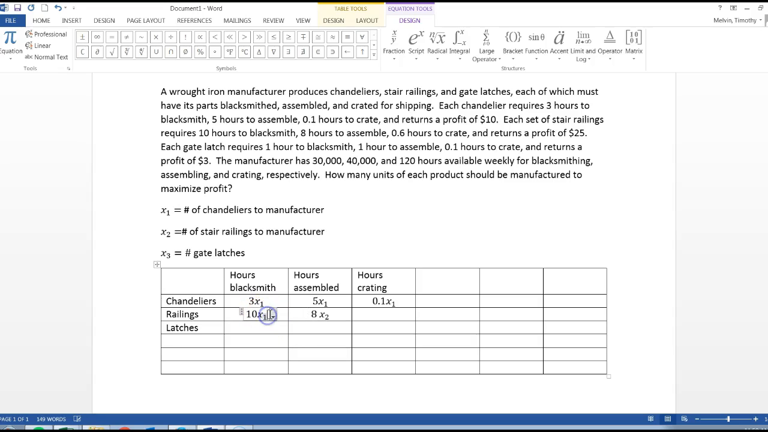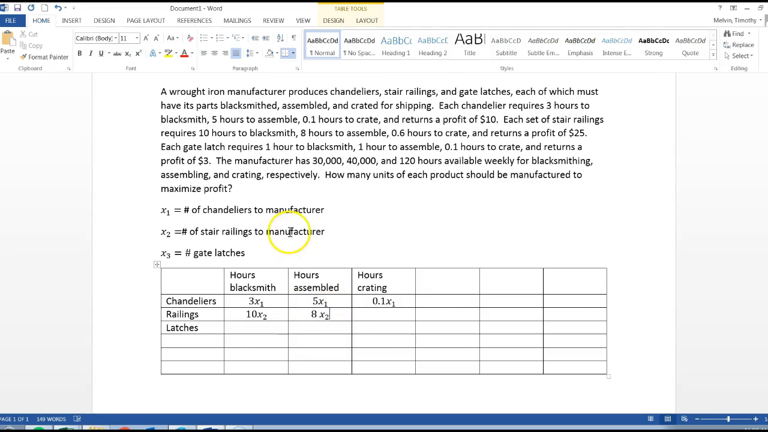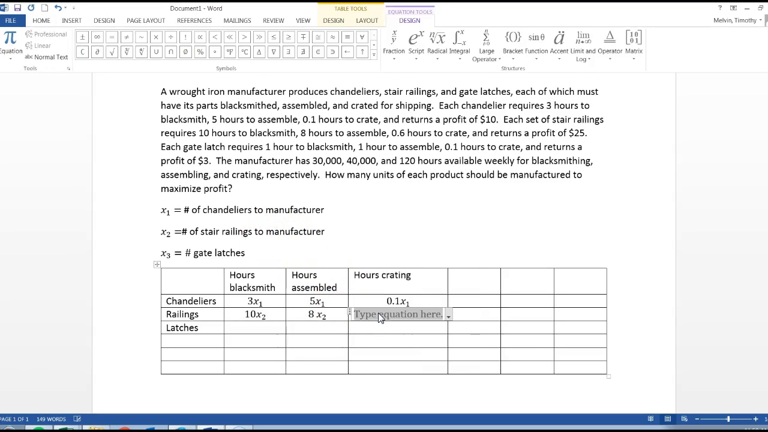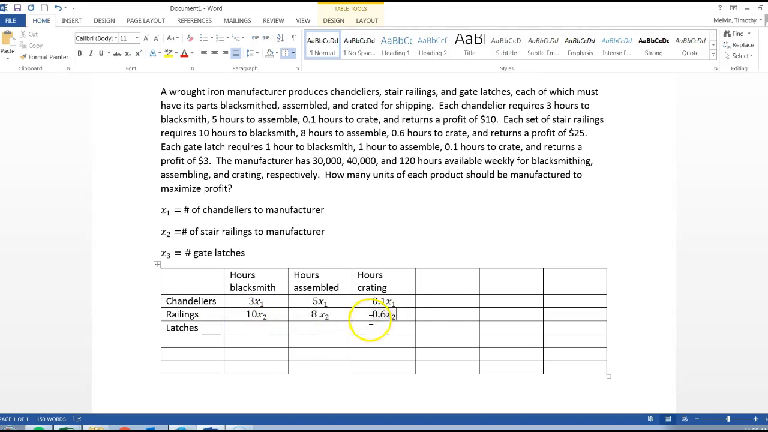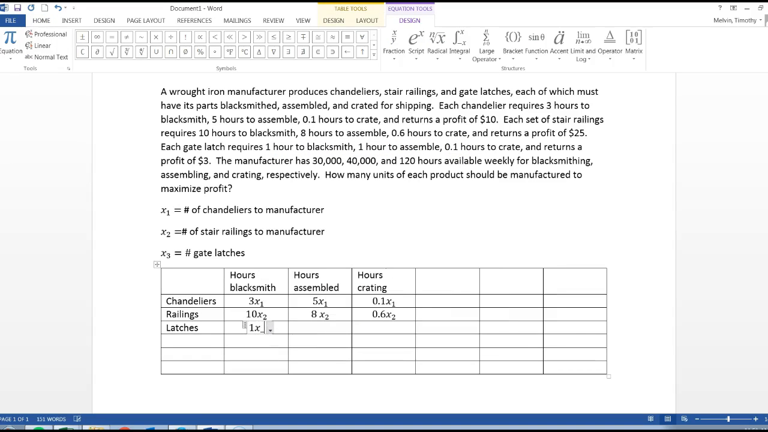Oh, that should be x2. Excuse me, I made a mistake over here. These are all variable x2 for the number of railings. And then we have 0.6x2. This would be the total time for railings, 0.6 times x2 for creating. And then lastly, the latches. That's the sentence right here: 1 hour to blacksmith, 1 to assemble, 0.1 to create. So technically that's 1x3, and this would also be 1x3, and then lastly 0.1x3.